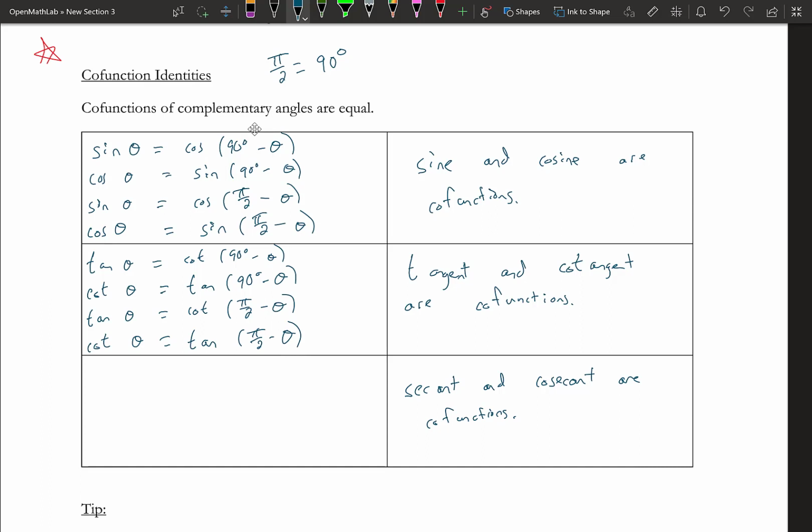And then we can make similar statements for secant and cosecant. So we could say, secant of theta equals cosecant of 90 degrees minus theta. Cosecant of theta equals secant of 90 degrees minus theta. And then lastly, for radians, we could say that secant of theta equals cosecant of pi over 2 minus theta, and cosecant of theta equals secant of pi over 2 minus theta.